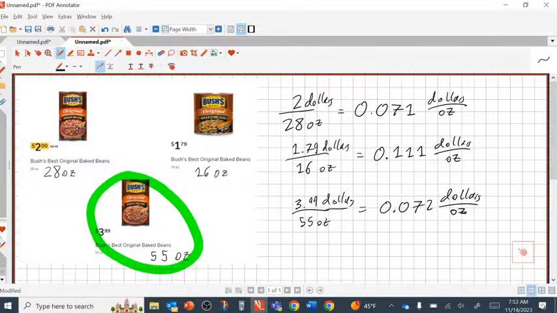So, now that we've got all these, which one do you think is actually the best deal? The 28-ounce can. Yeah, the 28-ounce can. Because it's the lowest price per ounce. Right?